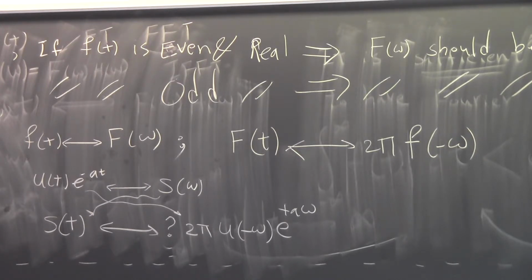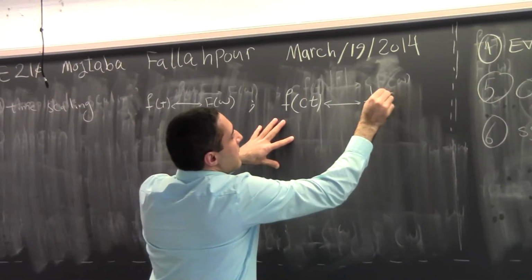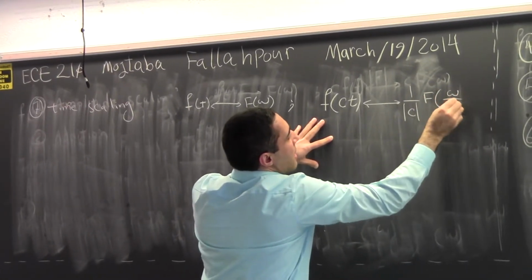And the time scaling. Time scaling is another one. Again, if we have f(t) with its pair F(omega), now what happens if I scale f(t) with c? c is a constant real number. What happens if I do this scaling? I'm going to get this.